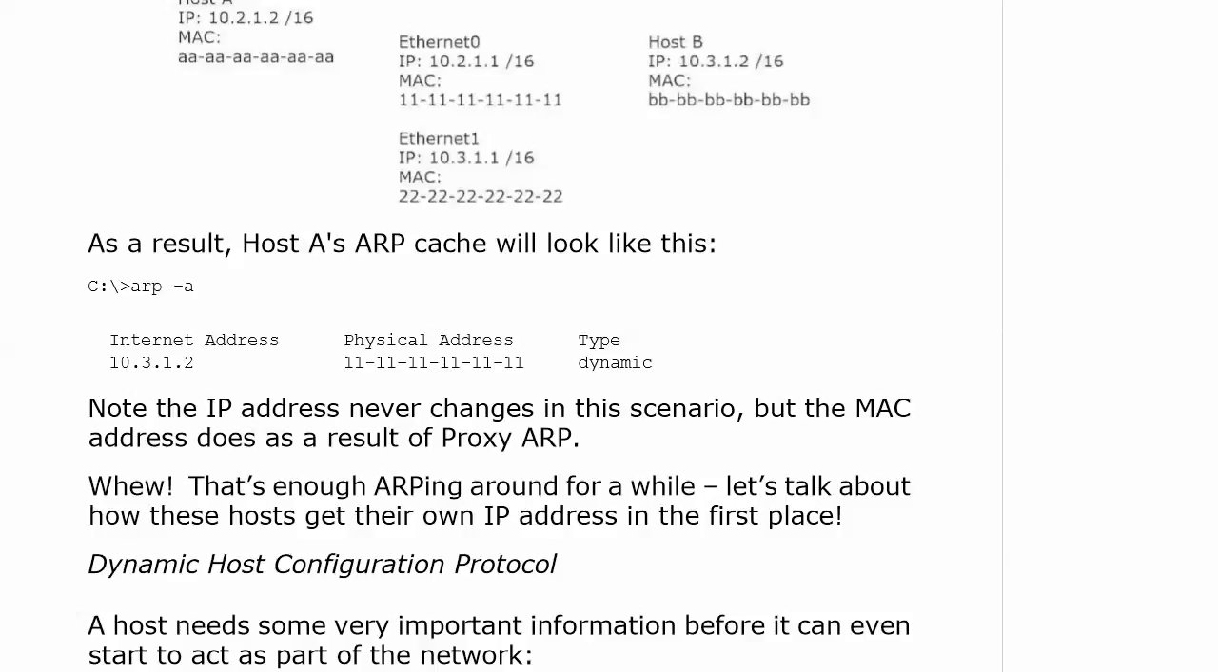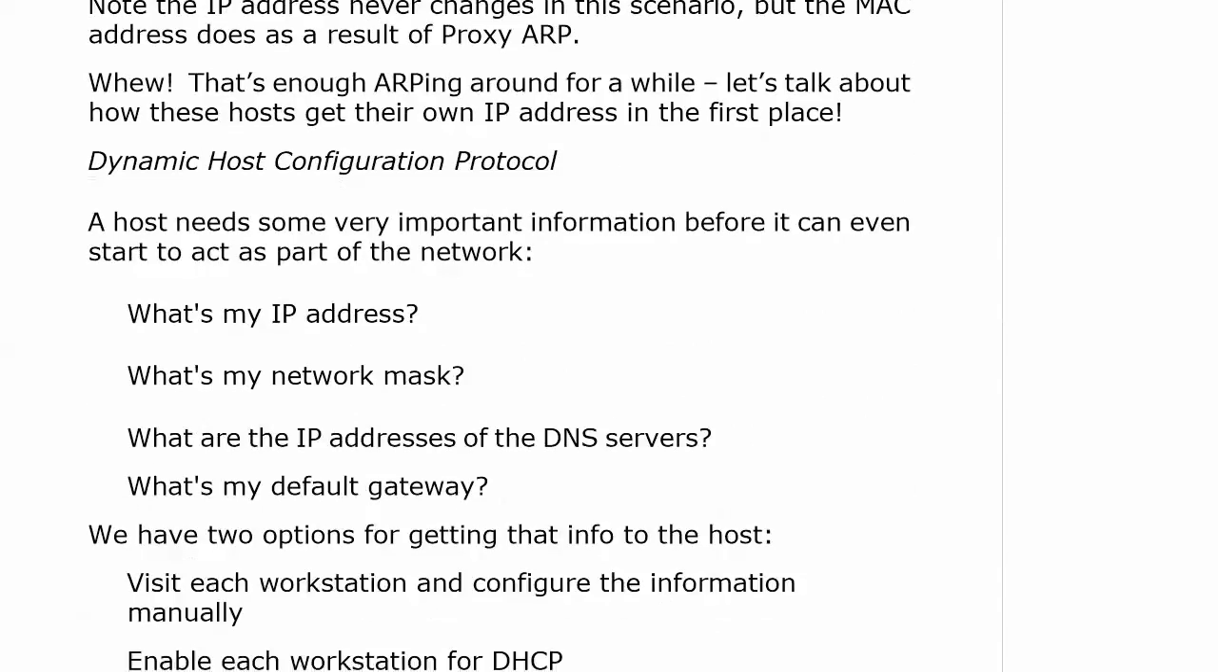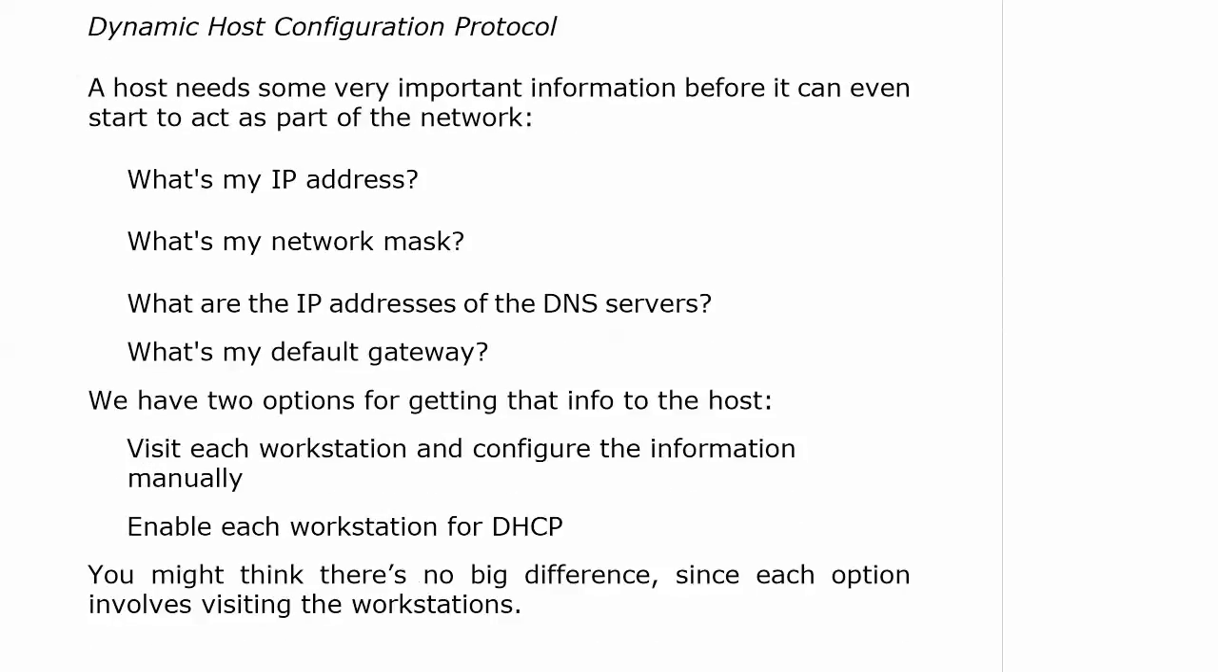Now that's enough ARPing around for a while. Let's talk about how these hosts get their own IP address in the first place. And that's with our old friend, the Dynamic Host Configuration Protocol. And I know I mentioned this earlier, but I want to mention this again. I'm always talking about IP version 4 unless I specifically mention IP version 6. The reason I'm bringing that up is in the IP version 6 section and in the separate course I'll be offering on that in the future, there is another kind of DHCP and it operates much differently. So again, just want to draw that line.